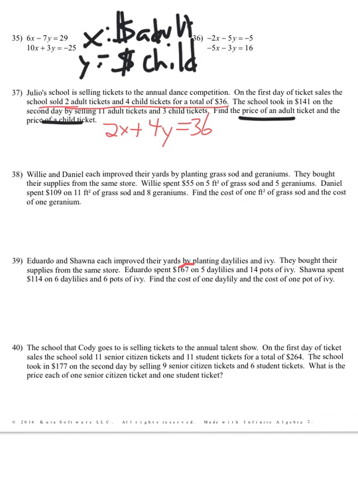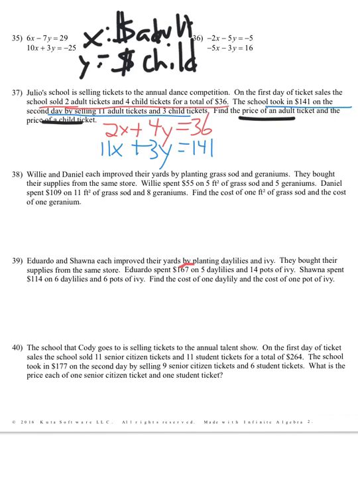Next one, the school took in 141 on the second day with 11 adult and 3 child. So then I'm going to go 11 times my cost of an adult ticket, plus 3 times my cost of a child ticket, and that has to equal 141. So there's my system of equations that I'm going to solve. And notice I have everything lined up, but I'm going to have to do some multiplying here.